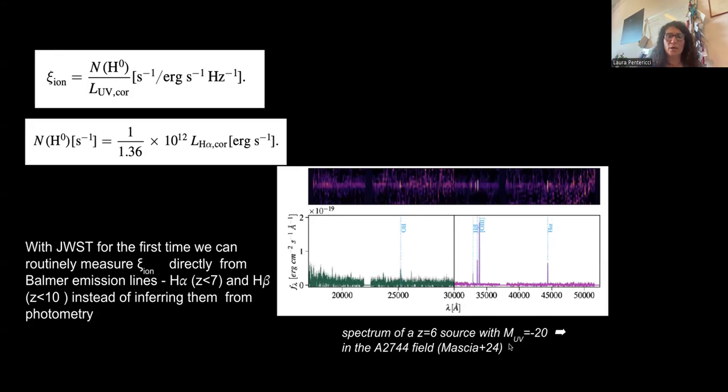It's actually MUV -20, which is a moderate luminous source, not very luminous. So you see the H-beta, oxygen, and you see the H-alpha with a very good signal to noise. And so it's the first time that we can detect H-alpha or H-beta up to redshift 10 really routinely, basically in every source we study. And this is great, you see. So basically we can measure Xi-ion very easily in all sources.